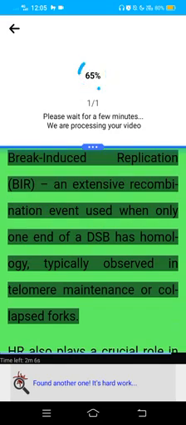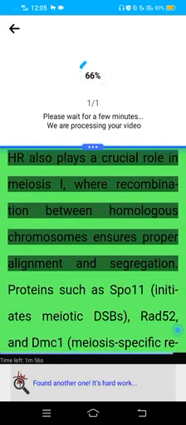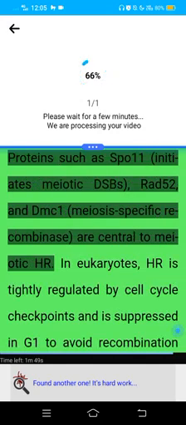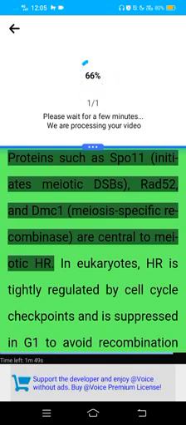Break-induced replication (BIR), an extensive recombination event used when only one end of a DSB has homology, typically observed in telomere maintenance or collapsed forks. HR also plays a crucial role in meiosis I, where recombination between homologous chromosomes ensures proper alignment and segregation. Proteins such as SPO11, which initiates meiotic DSBs, RAD52, and DMC1, the meiosis-specific recombinase, are central to meiotic HR.